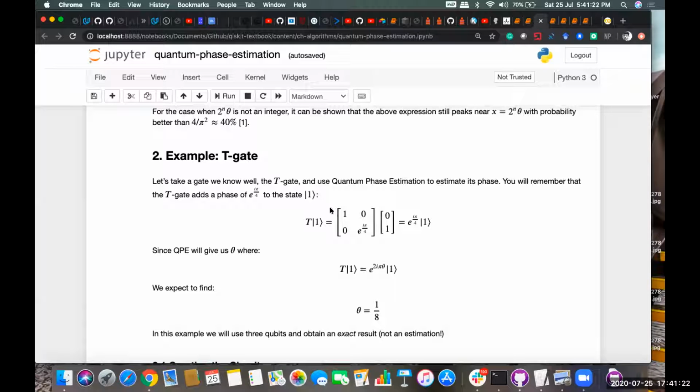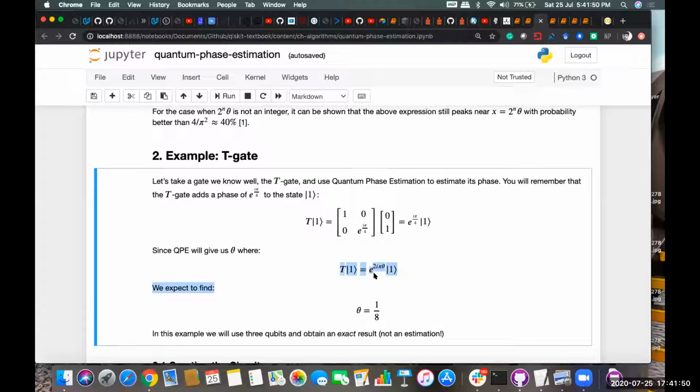So when we do the phase estimation for the quantum state 1, in that case, the value of T used to be e to the power i pi by 4. Okay. So when we try solving using this matrix and getting the product, that will be giving us this value. So this theta, when we try to find it, will be given as 1 by 8 here.